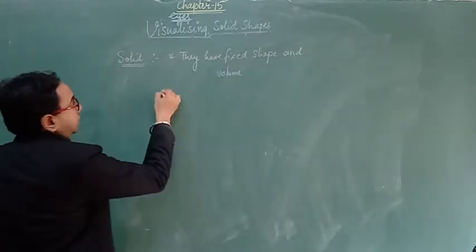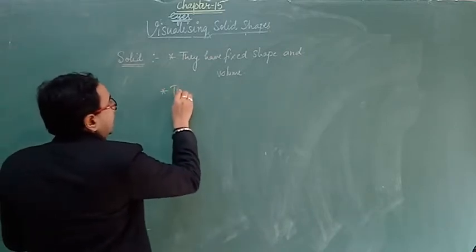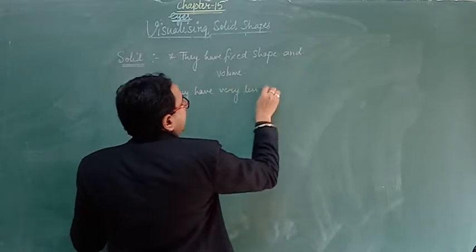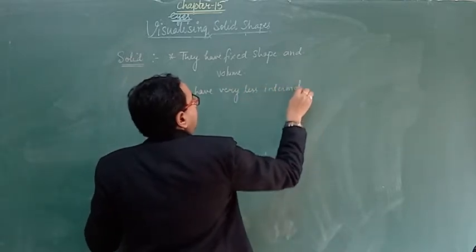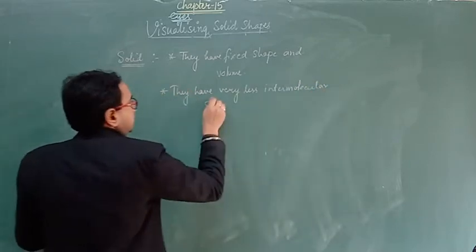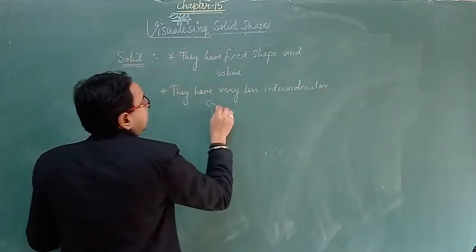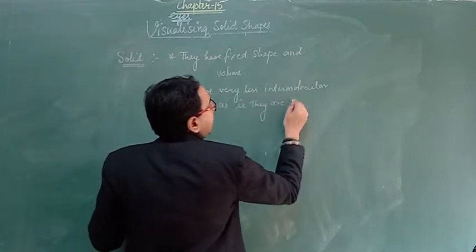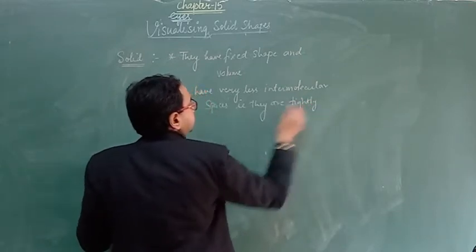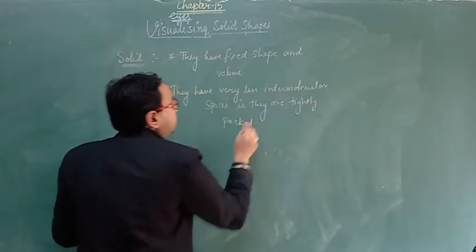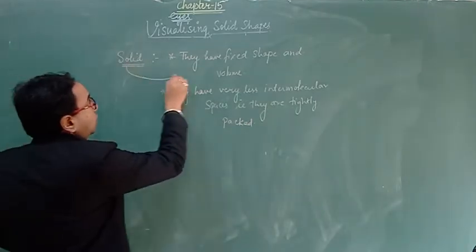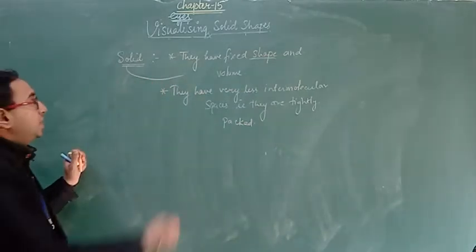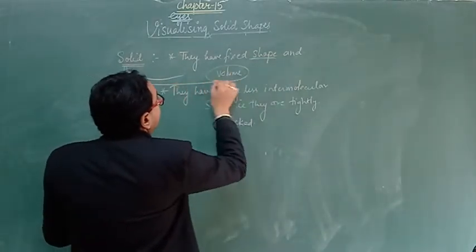The next important thing is that they have very less intermolecular spaces. It means they are tightly packed. From this, what do we confirm? Solids have a fixed shape; we have to use force to change their shape. Secondly, solids have a fixed volume.